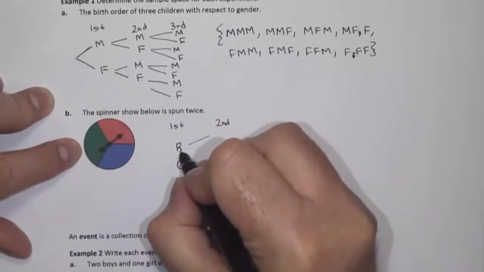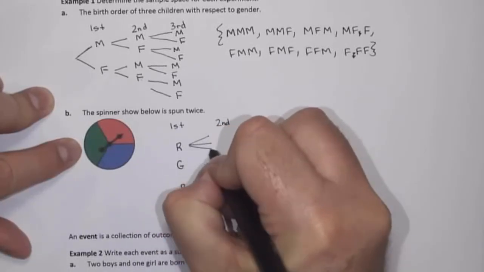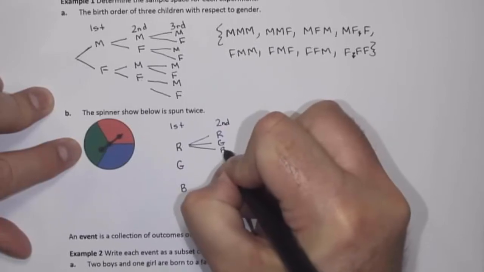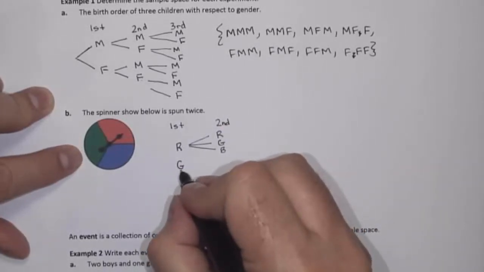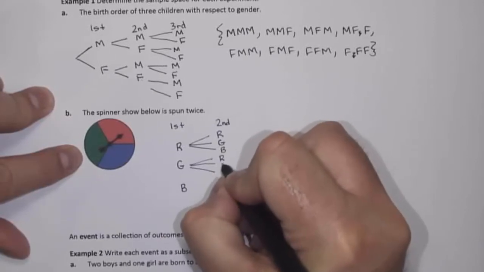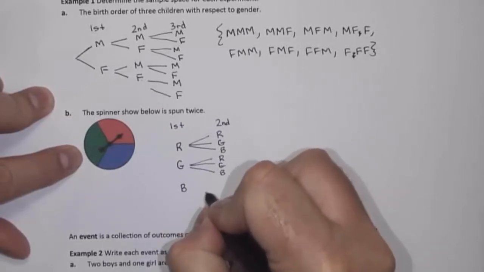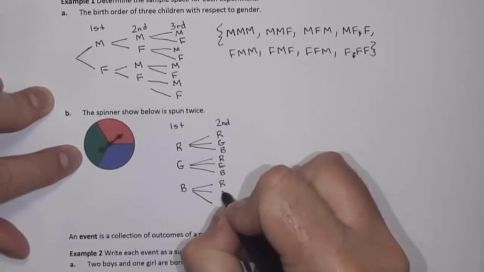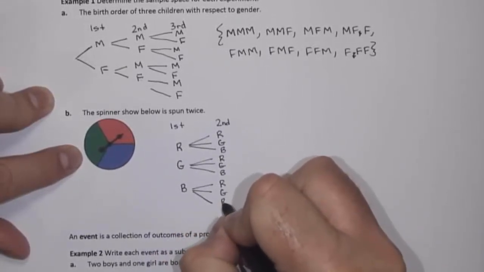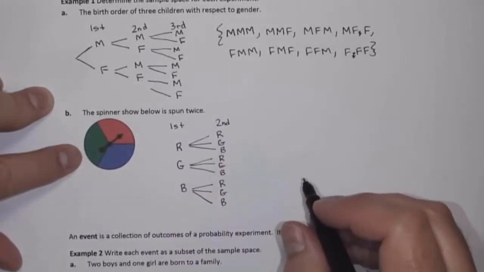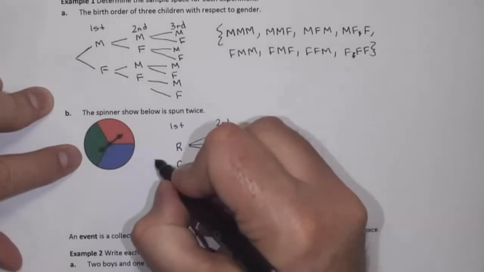And then for the second spin, if I land on red on the first spin, on the second spin, I could land on red again, I could land on green, or I could land on blue. If I land on green on the first spin, for the second spin, I could land on red, green, or blue. And if I land on blue on the first spin, on the second spin, I could land on red, green, or blue.